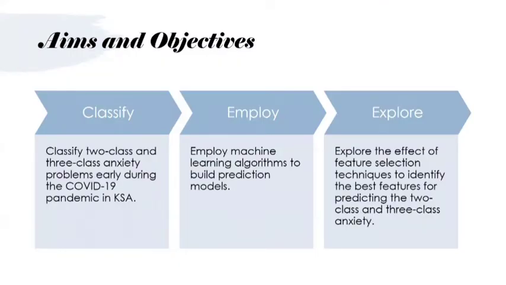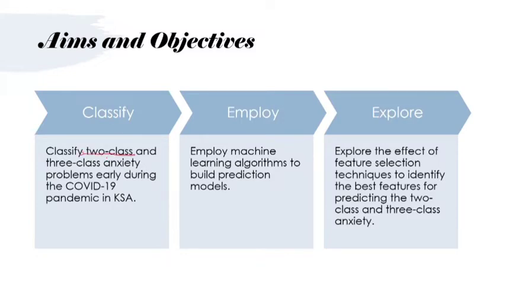The aim and objective of that work was to classify 2-class and also 3-class anxiety problems early during the COVID-19 pandemic in KSA. There is one data set, but with two possible predictive solutions. The first one is we want to classify: is this person having anxiety or not? Yes or no, which we call a binary classification problem.